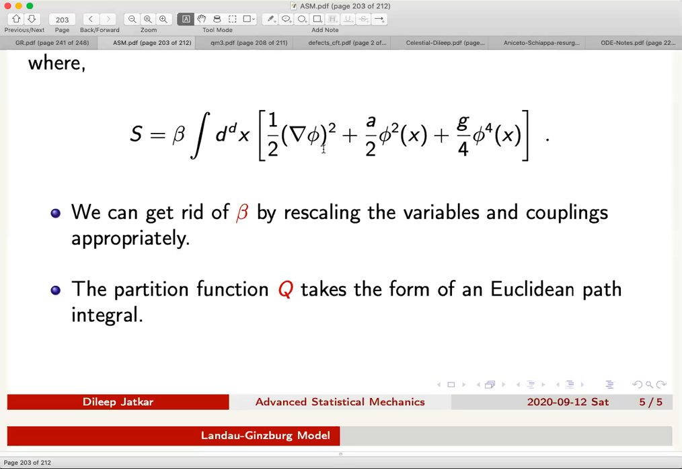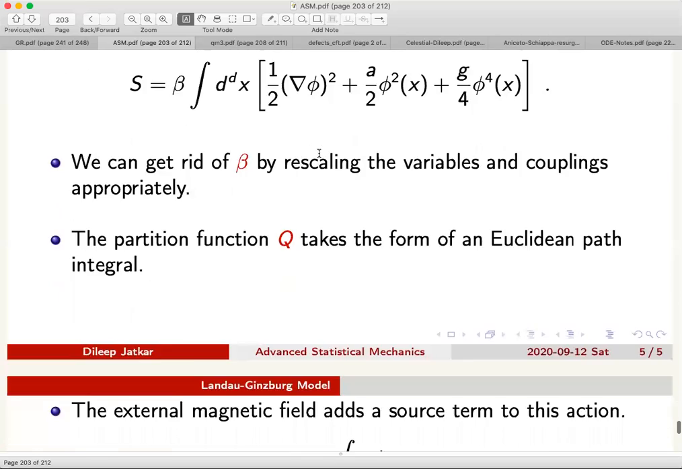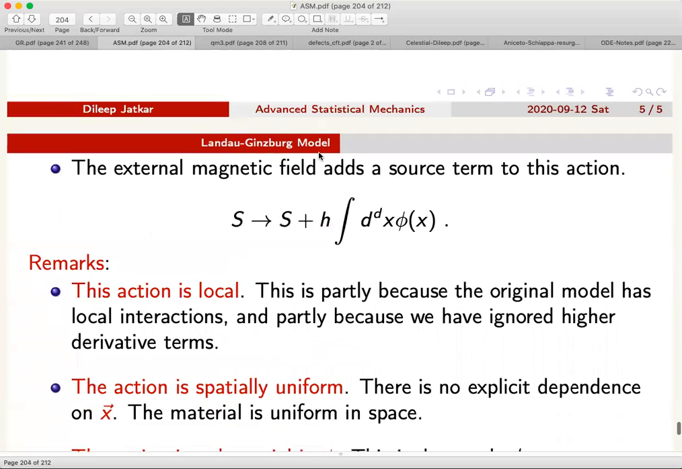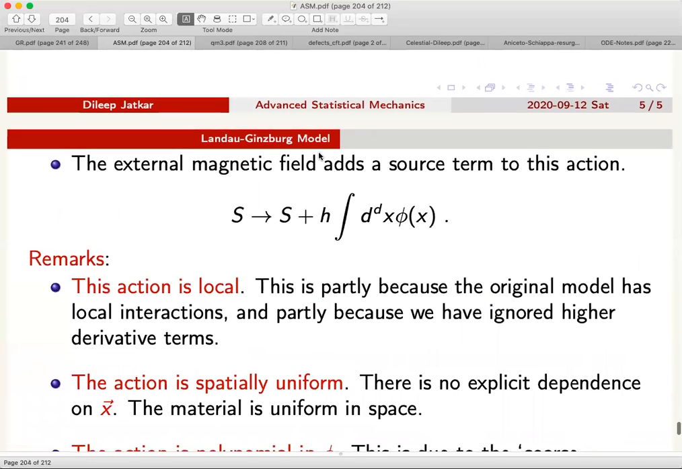But that is just about it. You are not going to add higher and higher derivatives because they would continue to be suppressed compared to the lower derivative terms, and therefore the action would continue to be local. Fine. The second feature is that the action is spatially uniform.